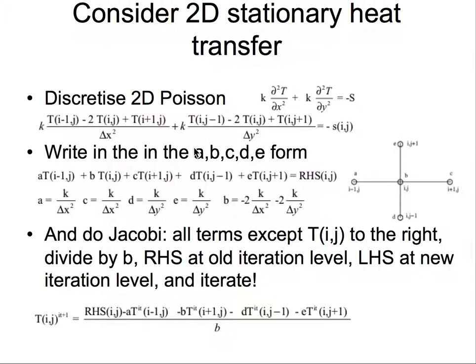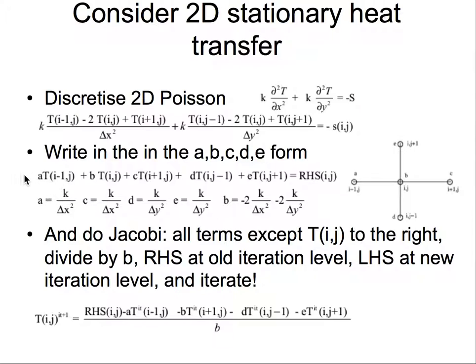We write this equation in the ABCDE form. That's totally analogous to the ABC form for the 1D heat transfer problem. In this case, we put the coefficients of the respective temperature terms into variables A, B, C, D, E.